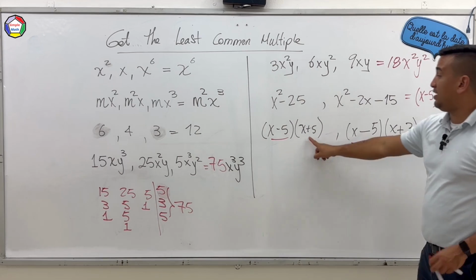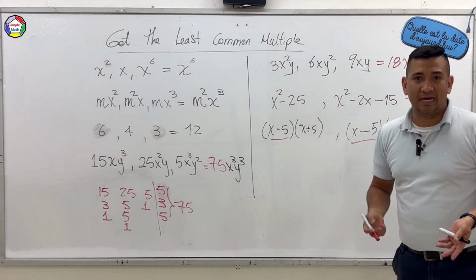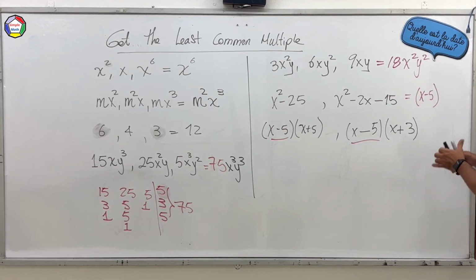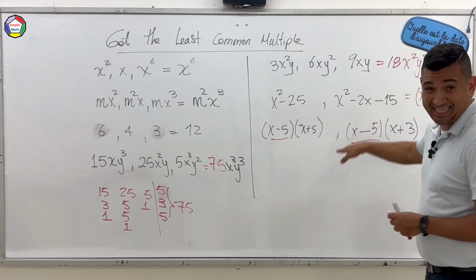And the other two parentheses that are not repeated are also part of the least common multiple. In this case, x plus 5 and x plus 3. I'm going to show you another example about this case.